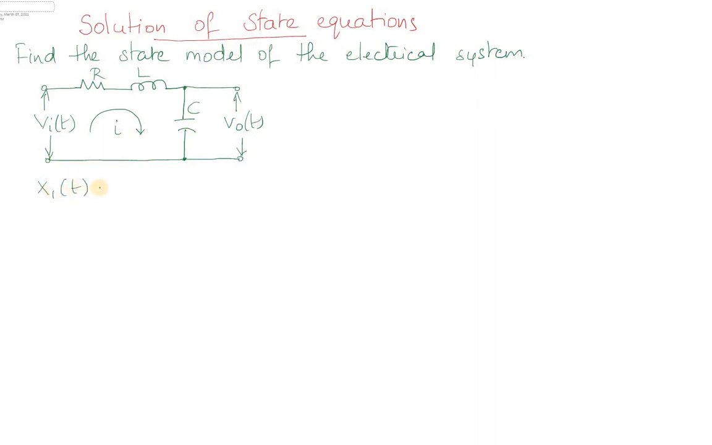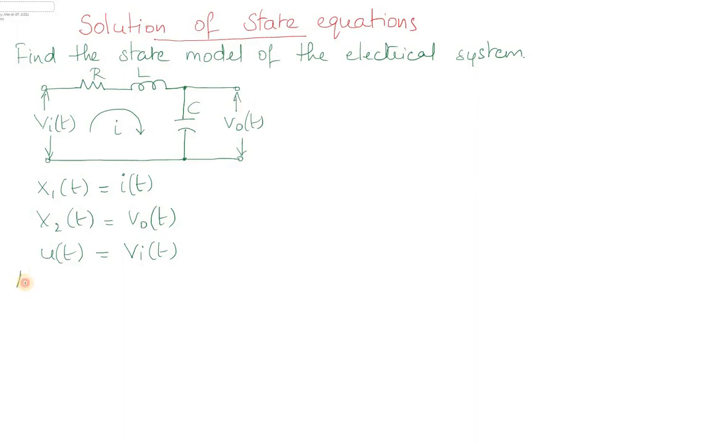x1 of t is equal to I of t, and x2 of t is equal to V naught of t. These are the two states of the system. x1 of t is I of t and x2 of t is V naught of t. And the input is u of t is equal to Vi of t. We will apply the KVL to the loop.